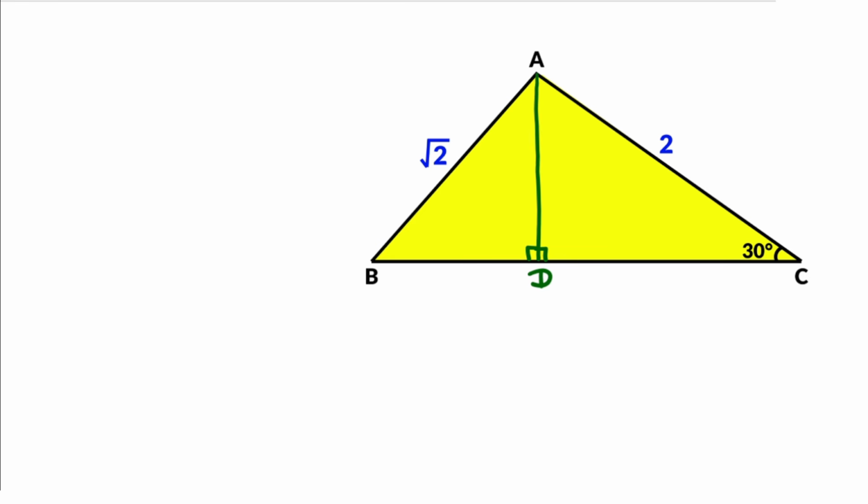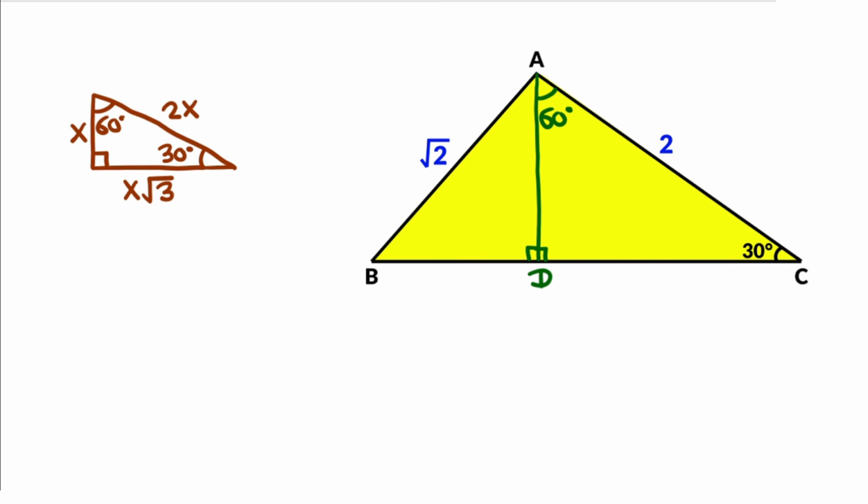Now, focus on triangle ADC. We already know angle D is 90 degrees, and angle C is 30 degrees. That means the remaining angle at A must be 60 degrees. So this is a classic 30-60-90 triangle. And that gives us some very powerful side ratios.